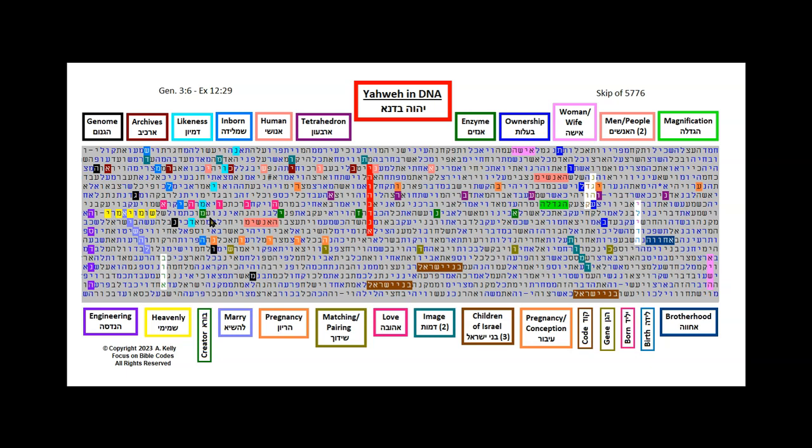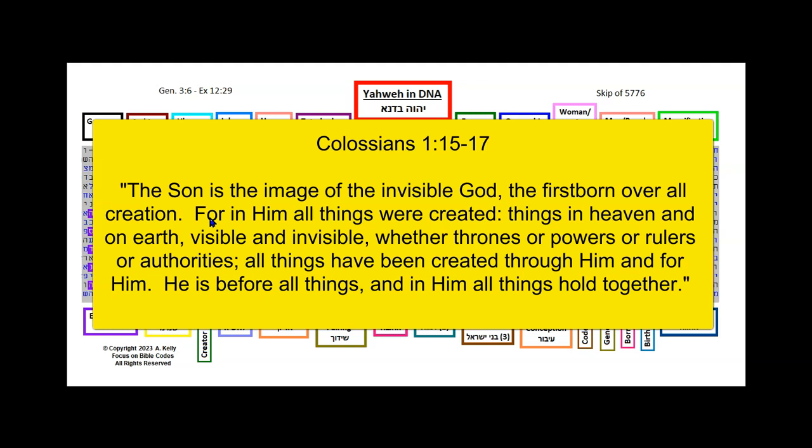In closing, I'd like to read from Colossians chapter 1, verses 15 to 17. "The Son is the image of the invisible God, the firstborn over all creation. For in him all things were created, things in heaven and on earth, visible and invisible, whether thrones or powers or rulers or authorities. All things have been created through him and for him. He is before all things, and in him all things hold together."